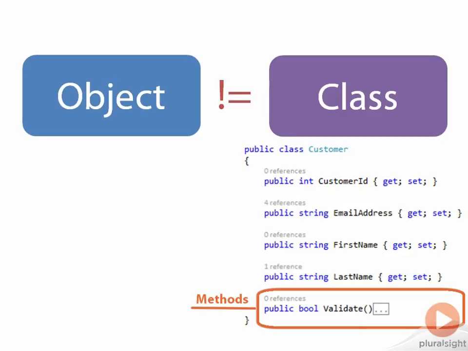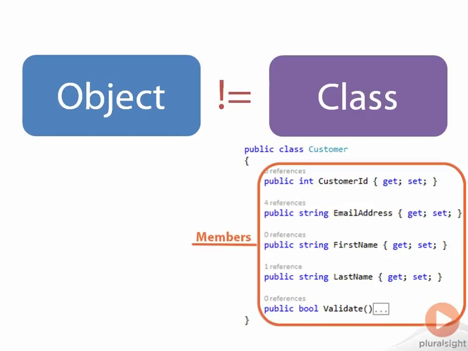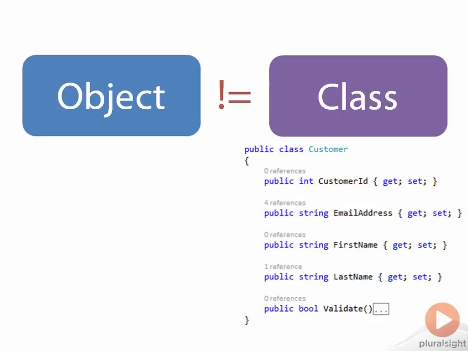In object-oriented programming, these functions are called methods. Together, the properties and methods of a class define the class members. When coding, you are building classes with their appropriate members, that is, their properties and methods. The basic purpose of a class is to provide the definition for a particular type of object. So this class provides objects of type customer that can work with customer data and perform customer operations such as validate.